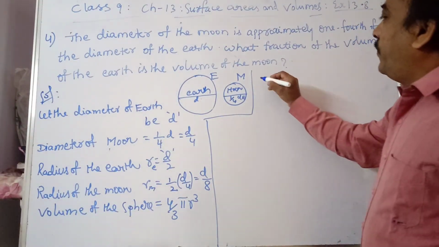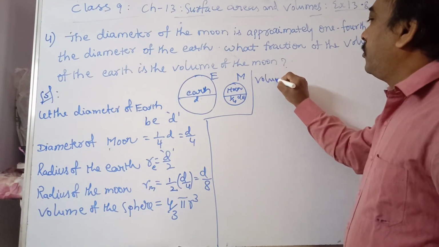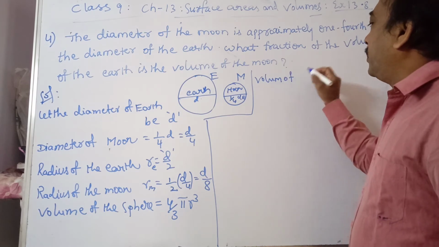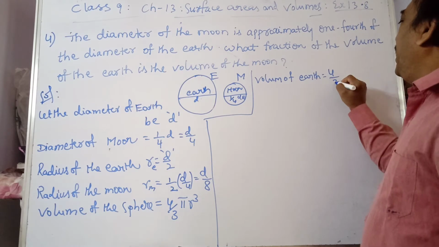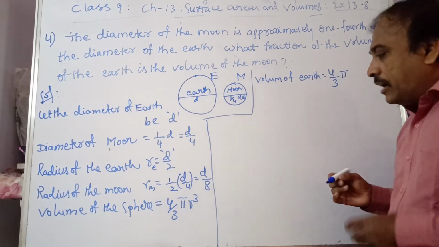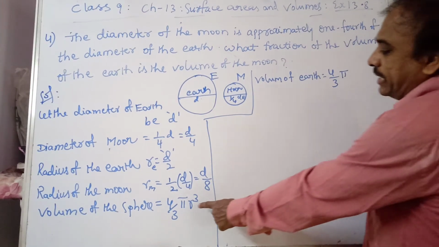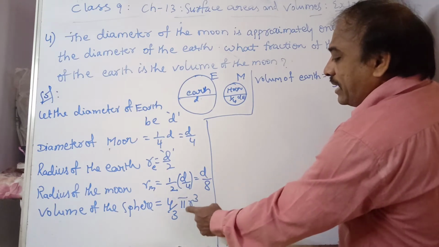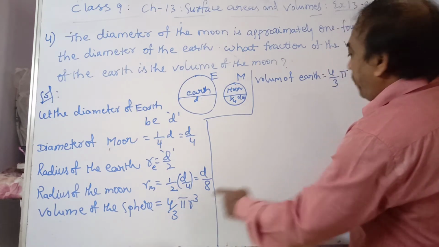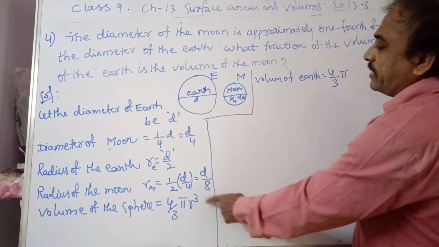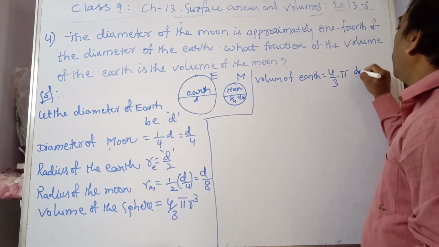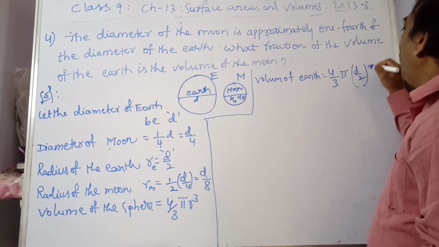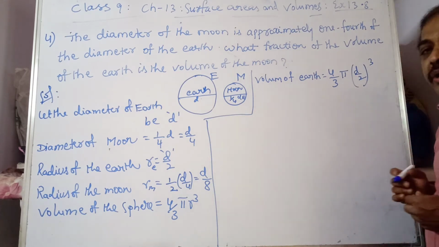So volume of earth, which is equals to 4/3 into pi. Observe it, 4/3 pi r cube, radius of the earth. What is the radius of earth? d by 2. So d by 2 whole cube.